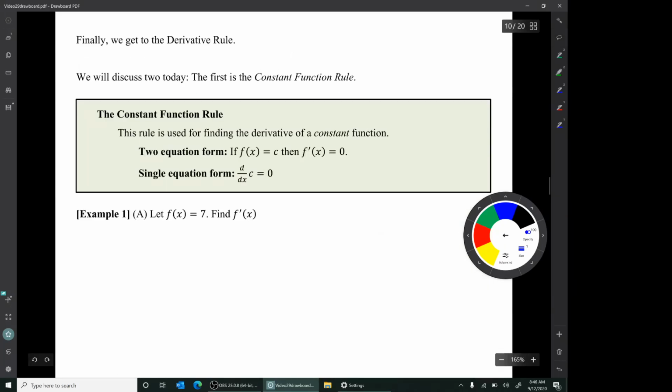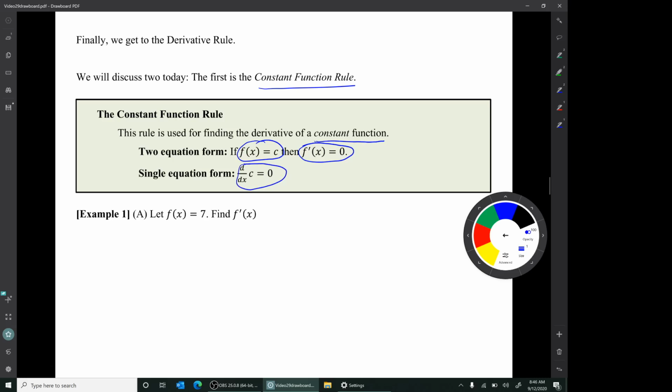Finally, we get to the derivative rules. So we'll discuss two today. The first one is called the constant function rule. The constant function rule is used for finding the derivative of a constant function. I'm going to present it in two forms. If f of x equals c, then f prime of x equals 0. So if your function is a constant function, then the derivative of your function is 0. You can express this in single equation form this way. d over dx of c equals 0.